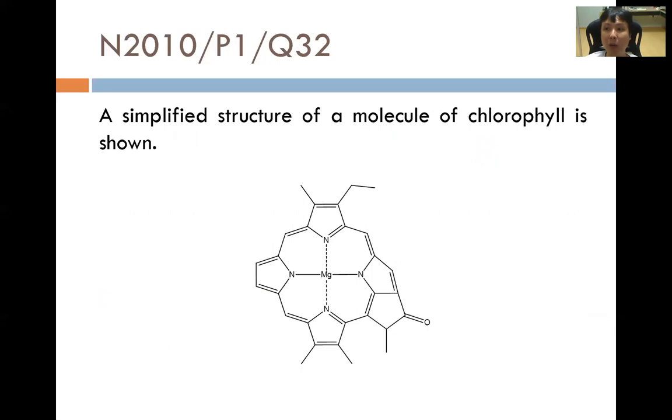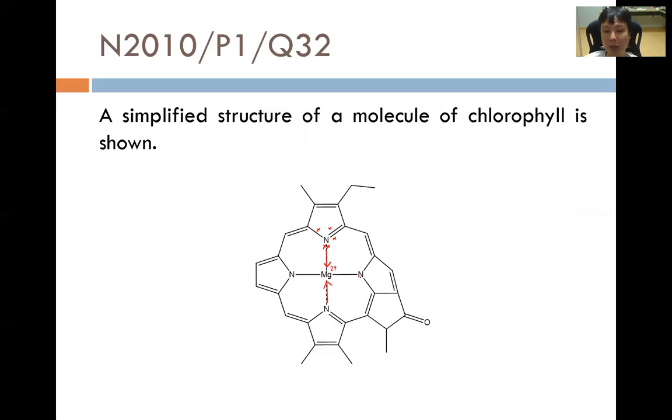November 2010, paper 1, question 32. A simplified structure of a molecule of chlorophyll is shown. The magnesium atom is in the middle. If we look at this nitrogen atom, it's doubly bonded. So there are 2 electrons here on the nitrogen atom, and 1 electron here. Hence there are 2 remaining electrons because nitrogen is in group 5. So this bond between nitrogen and magnesium, and between this nitrogen and this magnesium similarly, is that of a dative covalent bond, whereby the nitrogen uses its lone pair of electrons to form a dative covalent bond with the central Mg2+ cation.